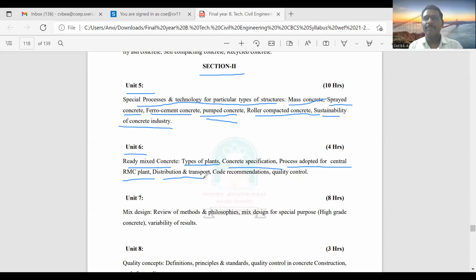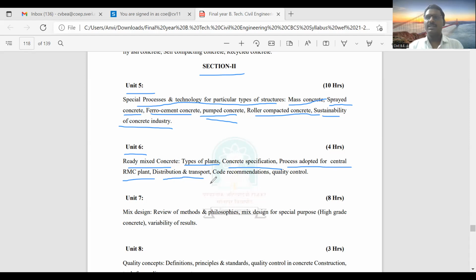Whatever concrete comes from the RMC plant, what is the capacity of that concrete mixer? Can anyone tell me? No one is ready to tell. So the capacity of a concrete mixer is 6 meter cube.